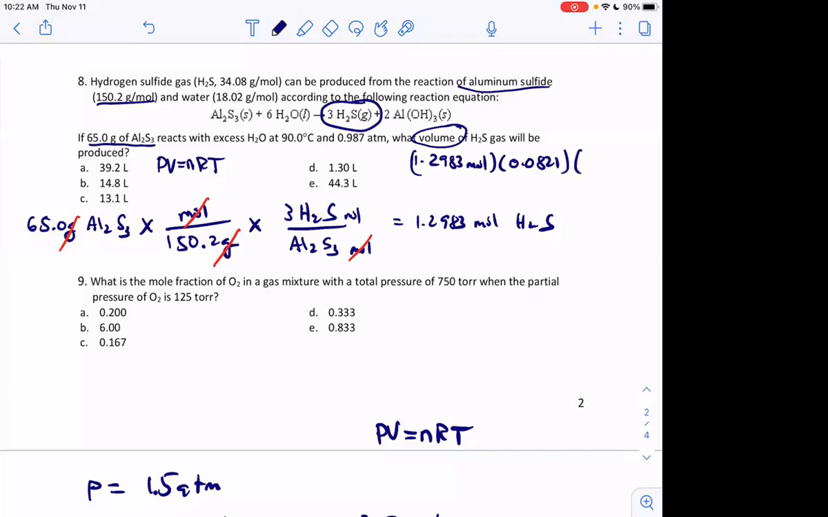You need nRT. What was my temperature? Oh, 90 degrees C. So what's that? 363 Kelvin. And I never wrote it here, but we got pressure, right? We're solving for what again? Volume. Okay, so we've got volume is nRT over P. Pressure in the denominator is 0.987. And that's the equation to solve it.